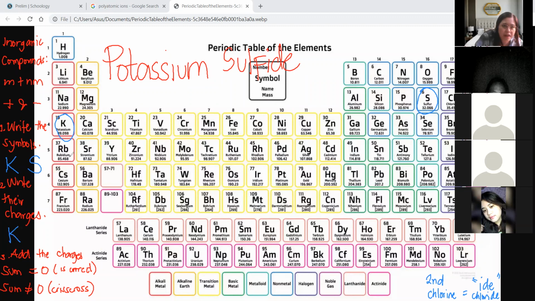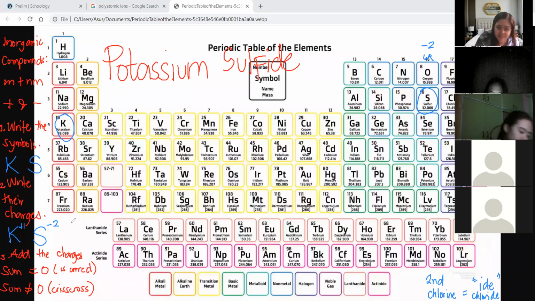Next, let's try to identify their charges. So potassium, class, belongs to group 1. Again, potassium belongs to group 1. So its charge is positive 1. Then sulfur belongs to group 6. Those in group 6A have a charge of negative 2. So positive 1 plus negative 2 is negative 1. It is not equal to 0.